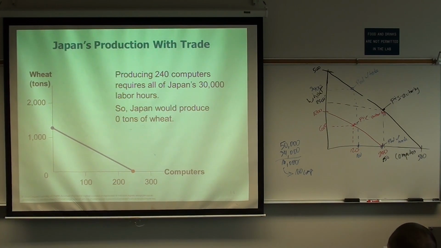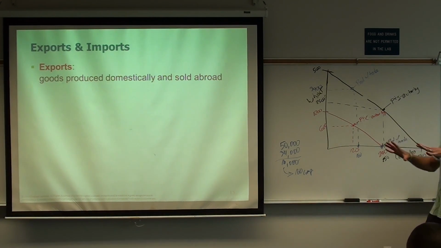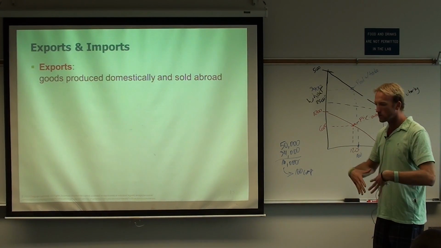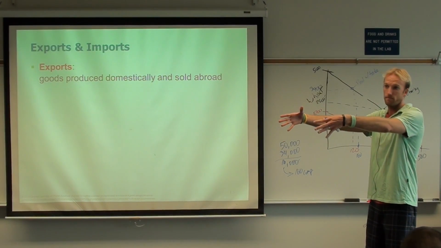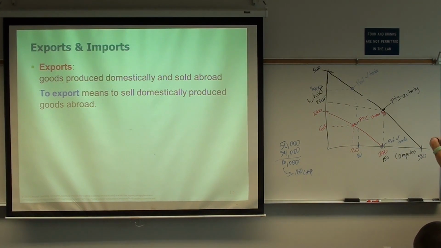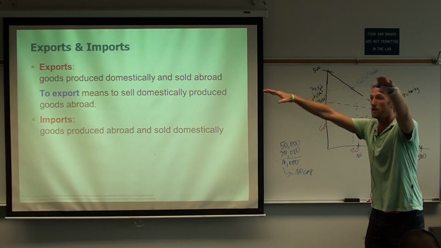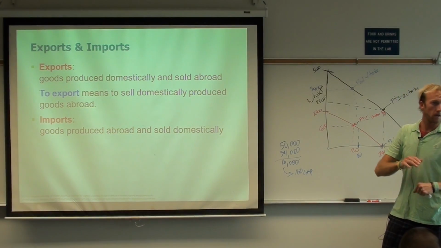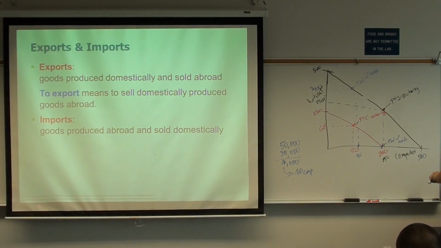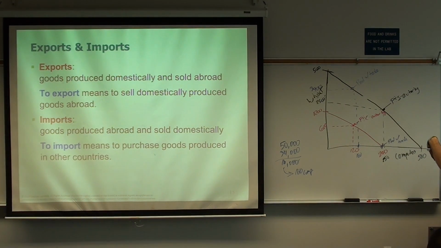They're going to export and import. Let's go ahead and define those terms so you understand what they are. Exports is anything that you produce here in your country and then sell abroad. To export means to send that domestically produced good abroad. Abroad means a different country. Import means goods produced in another country that you bring here. In this class, to import something means to purchase goods in another country and bring them here.